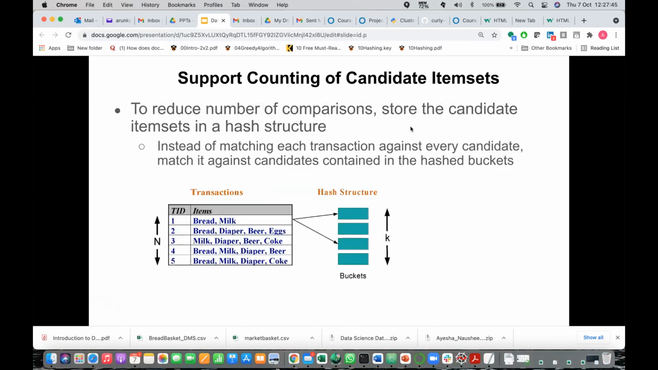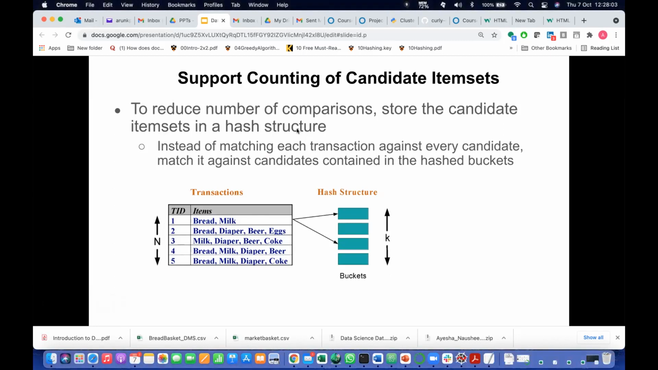To reduce the number of comparisons, store the candidate item sets in a hash structure. So here a data structure is given. You can store them in a hash structure so that you can reduce your support count comparisons. We'll discuss this tomorrow. So we concentrated today on how to reduce the number of candidate sets to be explored, whether they are to be frequent or not. That is the first step. The second step is how do we reduce the comparisons? That we will discuss tomorrow.